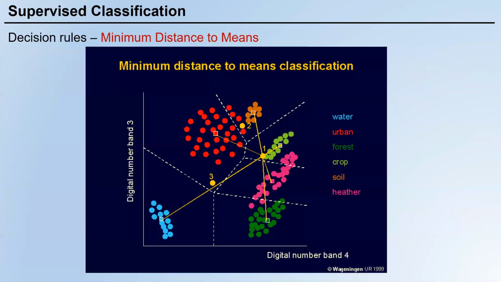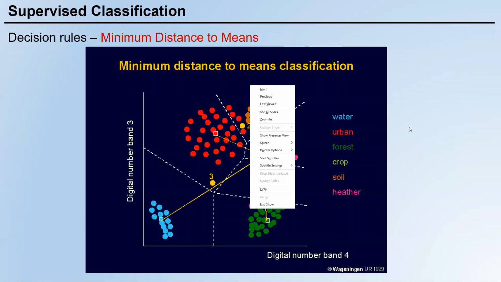Okay, so here is an example. Pixel 1 is right here, and we again have several classes. We calculate the distance between pixel 1 and the centers of all classes, and eventually we find the shortest distance.